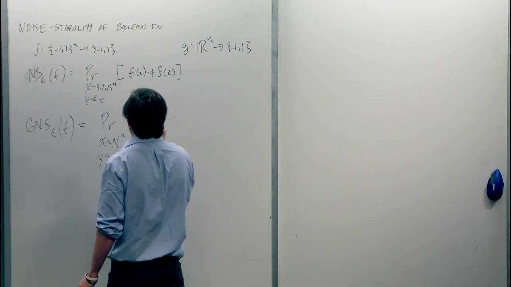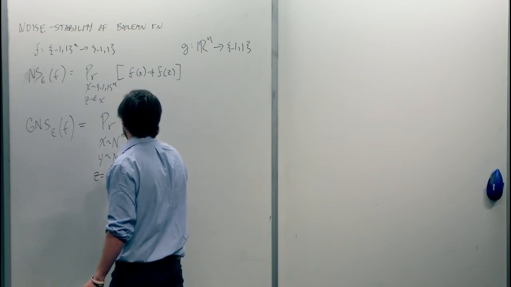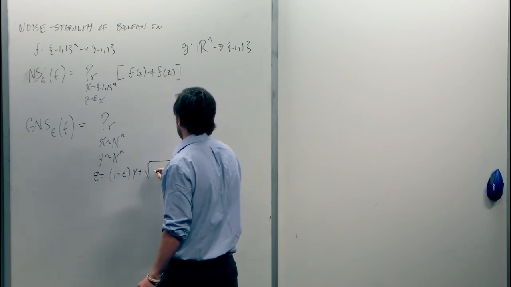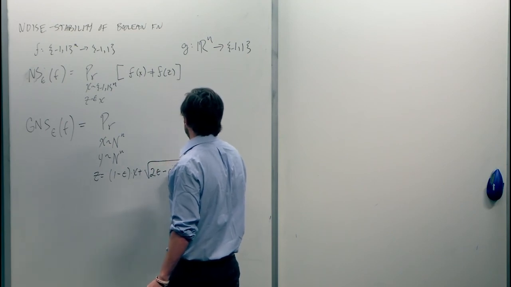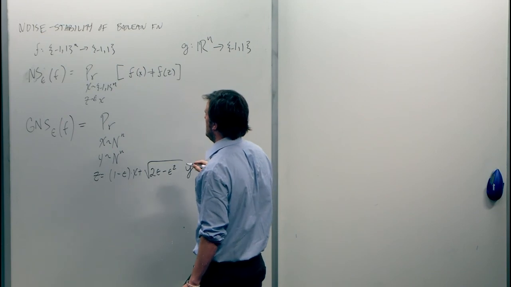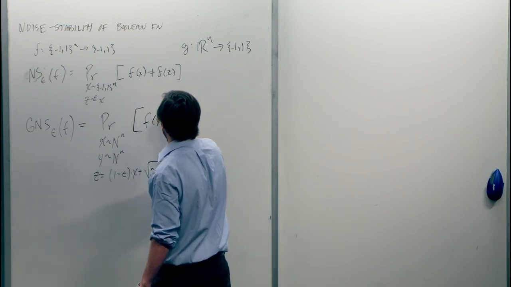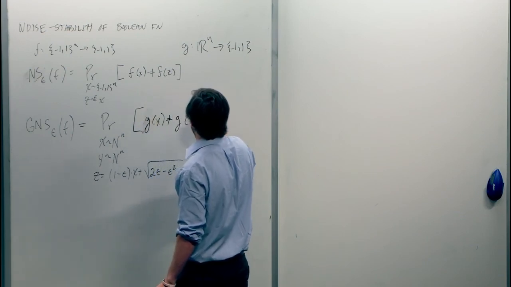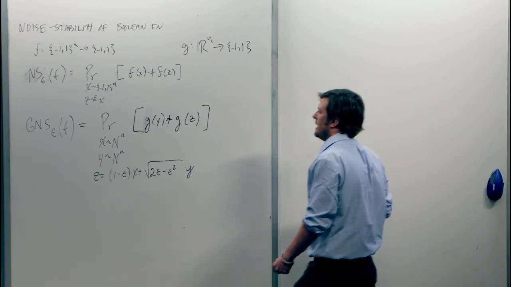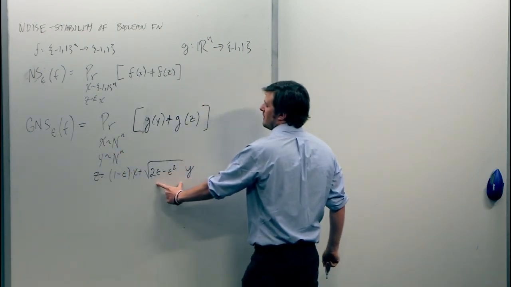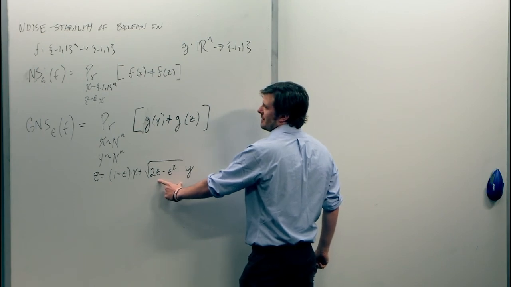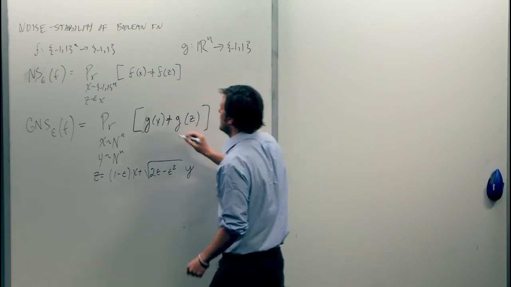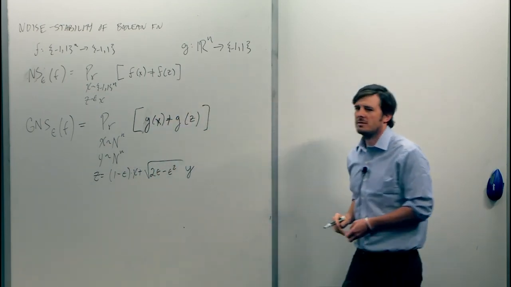And I'm going to set z to be 1 minus epsilon times x plus square root of 2 epsilon minus epsilon squared times y. And I'm going to look at whether g of x does not equal g of z. It's the same idea. I'm going to pick a random Gaussian point. I'm going to perturb that Gaussian point by some other much smaller in magnitude Gaussian. I'm going to add up these points, and I'm going to look at the probability that g of x does not equal g of z.